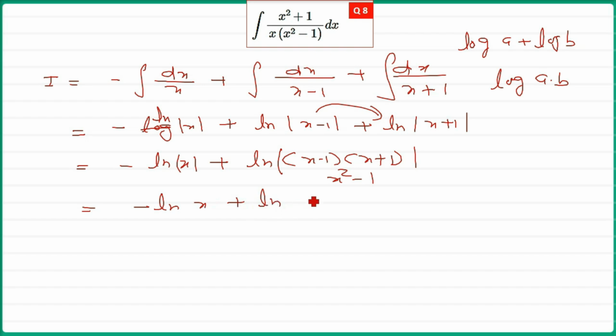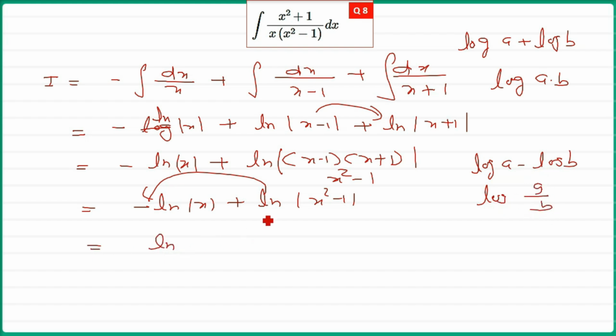So you have two terms here, negative ln x plus ln |x² − 1|. So log a minus log b. Now we'll apply this result: log a minus log b will be equal to log a divided by b. This will be equal to ln |x² − 1| divided by x. So take the modulus, plus constant of integration.